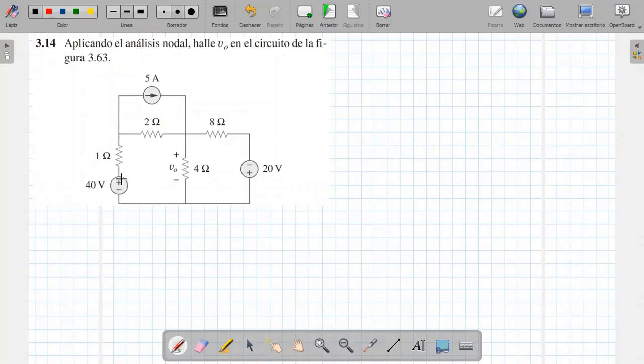For example, in this 40-volt source I observed that the polarity goes upwards. So the force exerted on the current is upward, and when it reaches this node, this node is going to be called V1. The current has to take a direction somewhere. Once it is the amperes source that tells me the current is going there, and the other I assume could be in this direction.